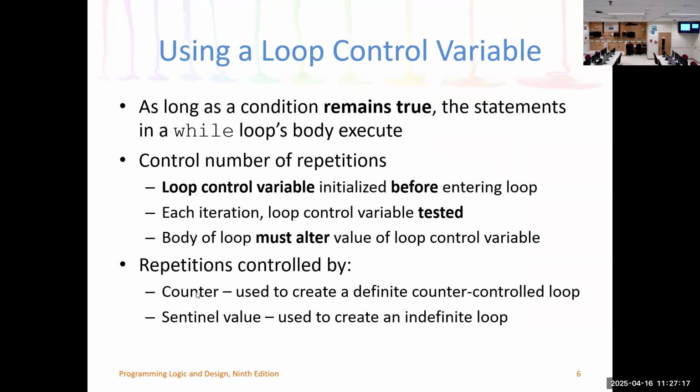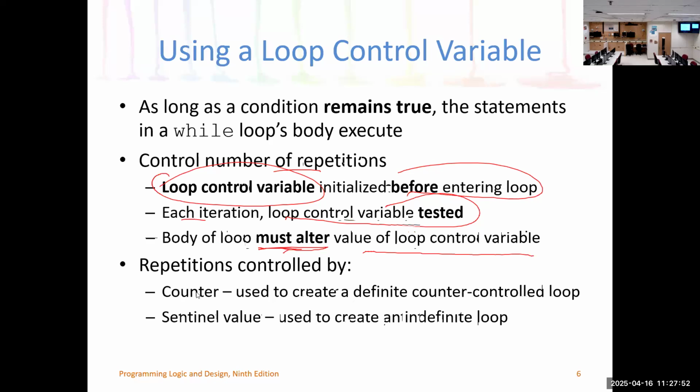So if true, you go to the body of the loop to execute it. In order to control the number of repetitions here, you need to have a loop control variable. That's for sure, because you have a condition to check. You need a loop control variable initialized before entering the loop, and for each iteration the loop control variable is tested. The body of the loop must change the value of the loop control variable. That's why I mentioned you have to initialize the control variable before you go to the loop, you have to test the condition, and if true, you go to the body of the loop. And inside the body of the loop, you must change the value of the variable that controls the loop.